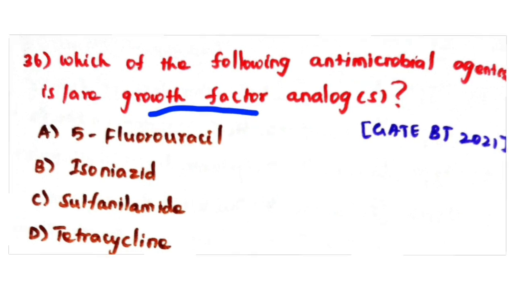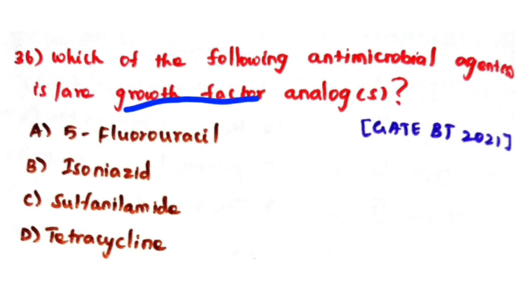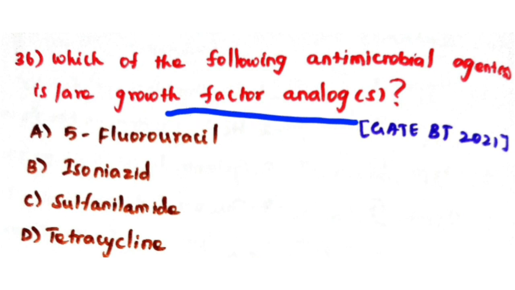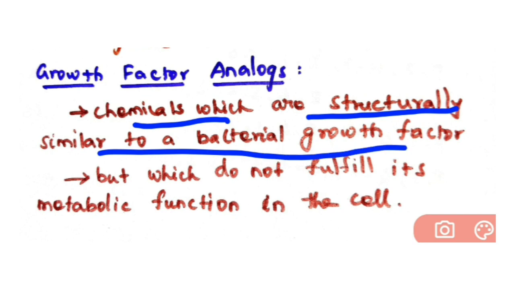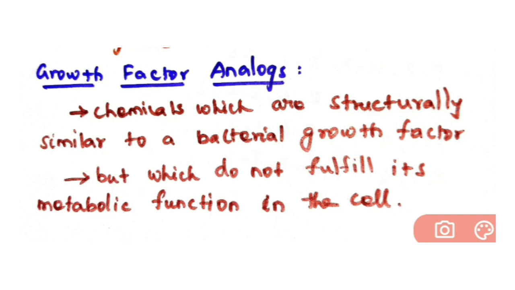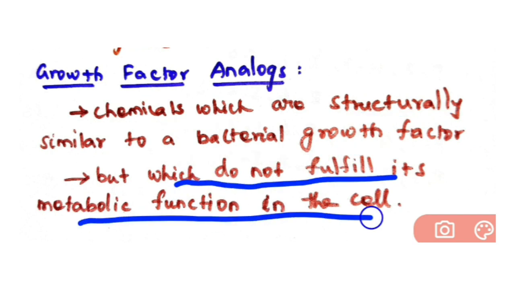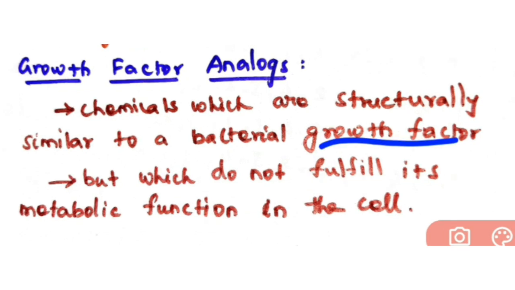Growth factors are organic compounds such as amino acids, purines, pyrimidines and vitamins that a cell should have for its growth. A growth factor analog means chemicals which are structurally similar to a bacterial growth factor, but which do not fulfill its metabolic function in the cell. So a cell uses growth factor for its growth, but a growth factor analog prevents the growth of the cell.